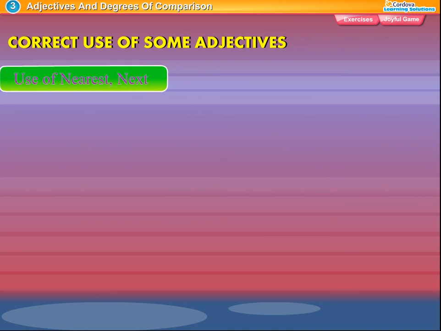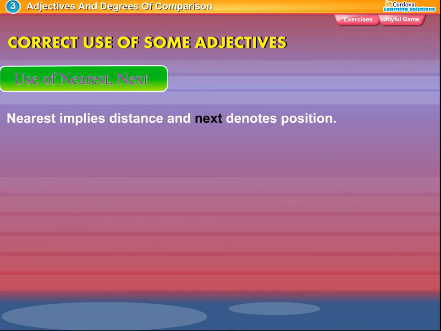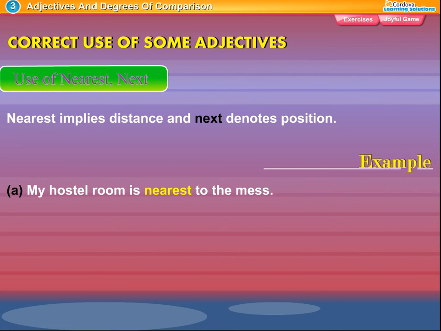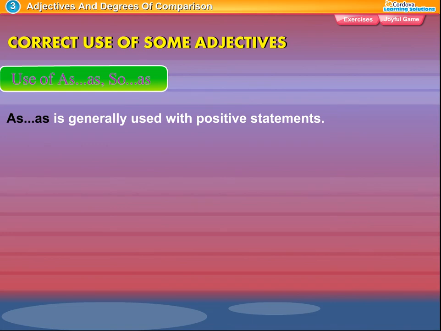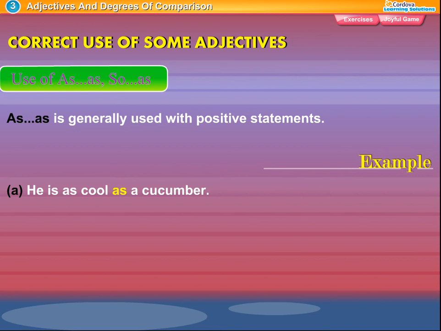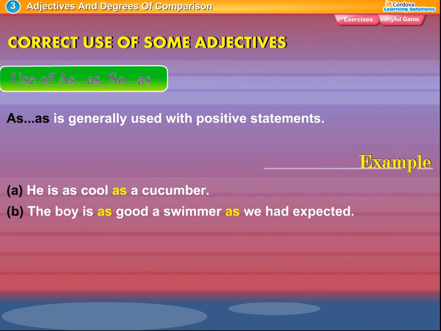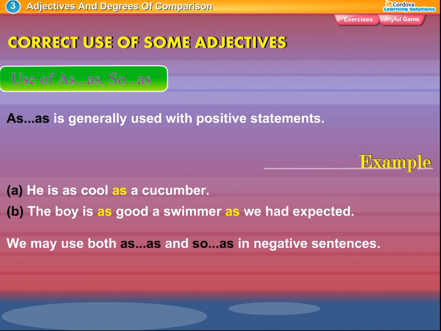Use of nearest, next. Nearest implies distance, and next denotes position. Examples: My hostel room is nearest to the mess. The museum is next to the park. Use of as, so, as. As is generally used with positive statements. Examples: he is as cool as a cucumber. The boy is as good a swimmer as we had expected. We may use both as and so as in negative sentences.